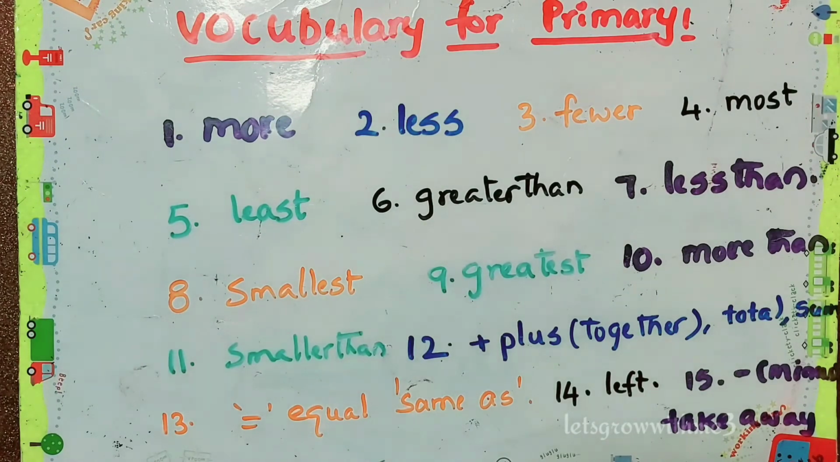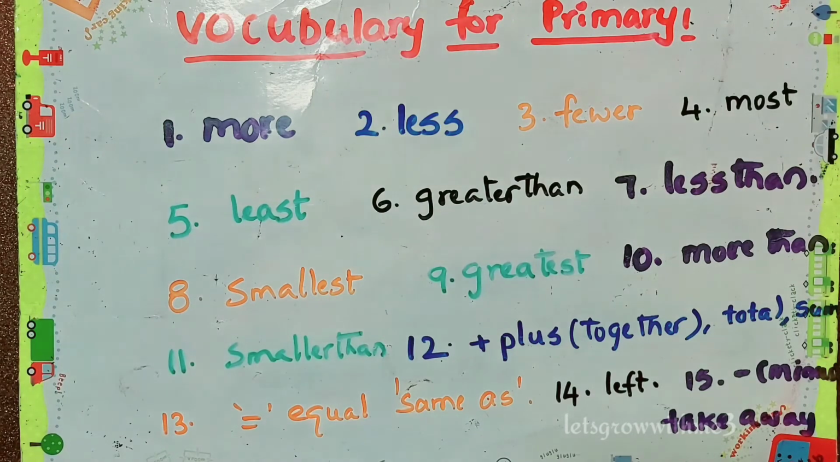Next we have minus. Minus is nothing but take away, subtraction. Either we can use minus, or we can say take away, or subtraction. These are the synonym words for subtraction. Next we have left. Whenever a particular operation is done, whatever remaining elements are there, we consider them as leftover things. That's the meaning of left.